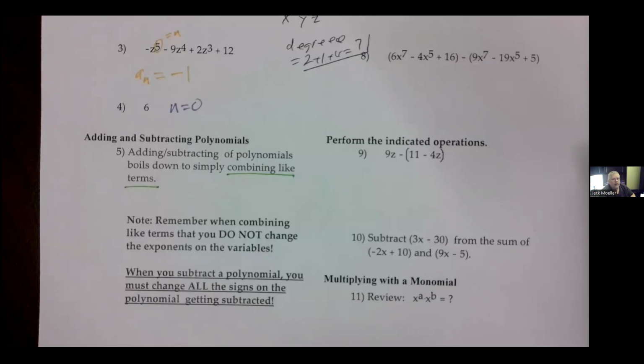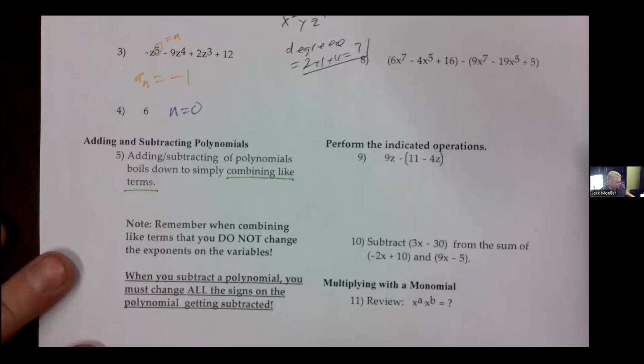You cannot add x squareds to x's. You cannot add x squareds to y squareds. You can't add x's to constants because they don't have the same variable. You can only add or subtract like terms. When you're combining like terms, you're basically just adding or subtracting the coefficients, and the variable part tags along. You do not change the exponent when you're adding or subtracting. That is only for multiplying and dividing. Multiply and divide always have different rules than add and subtract.